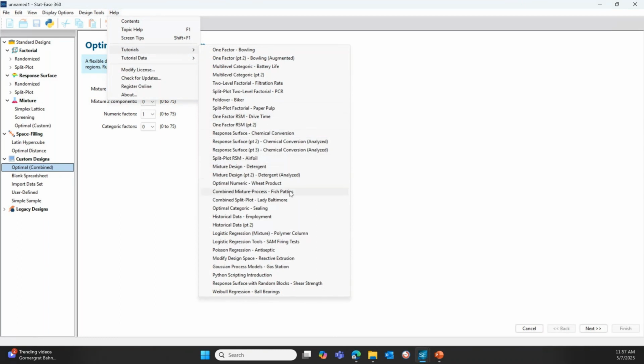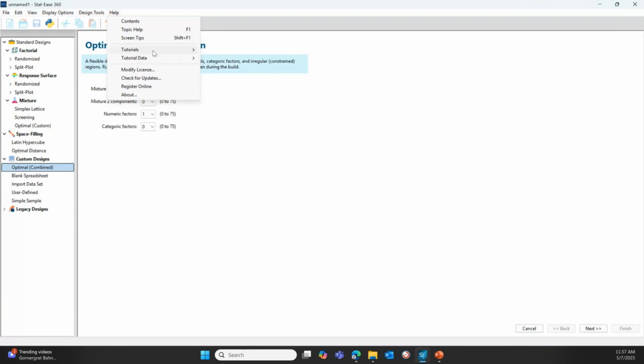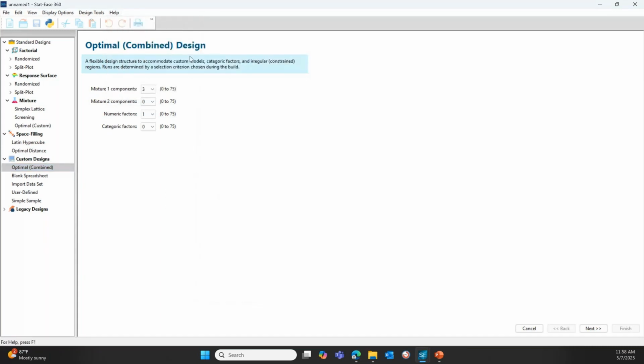It's in here somewhere. I'm not going to spend too long. There it is, Combined split pot. That's another story. Lady Baltimore. So you could click on that, and it'll launch a tutorial. And in the tutorial data, you can actually analyze it. There's one, Lady Baltimore, so it would let you do that. So there's a whole variety of learning opportunities here in these tutorials. Not just Lady Baltimore cake, but a whole bunch of different things. Response surface, chemical reaction, et cetera. So that's one place to get additional learning, very helpful.